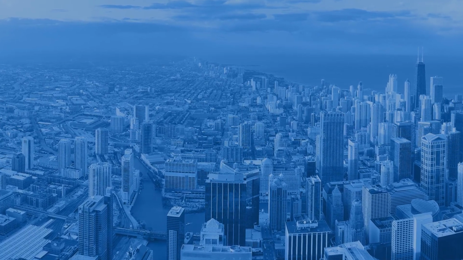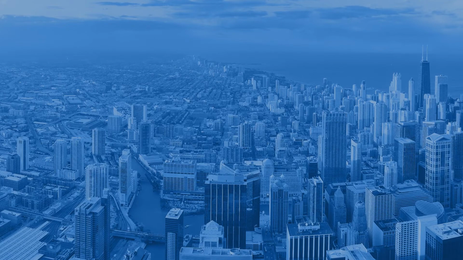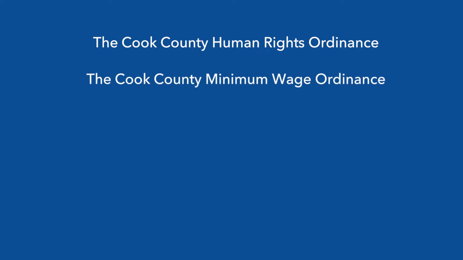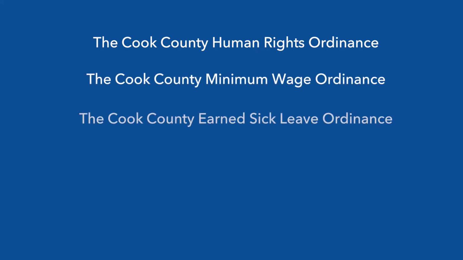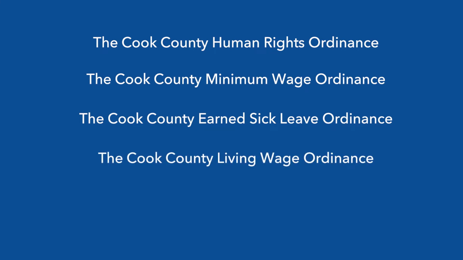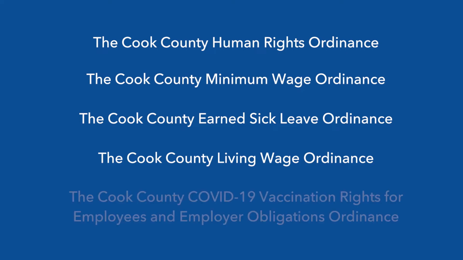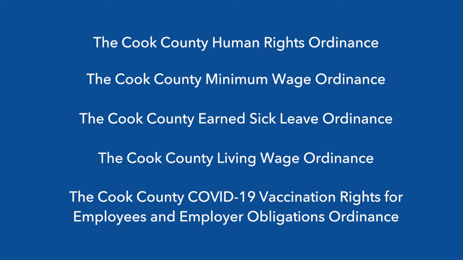The Cook County Commission on Human Rights is responsible for the enforcement of 5 county ordinances: the Cook County Human Rights Ordinance, the county's Anti-Discrimination Ordinance, the Cook County Minimum Wage Ordinance, the Cook County Earned Sick Leave Ordinance, the Cook County Living Wage Ordinance, which applies to county contractors, and the Cook County COVID-19 Vaccination Rights for Employees and Employer Obligations Ordinance.